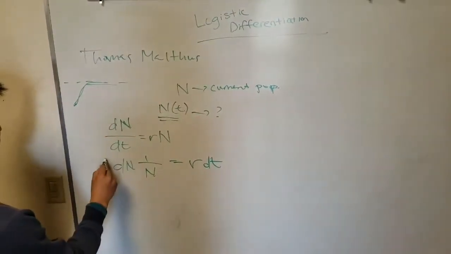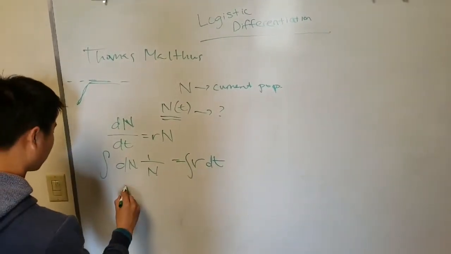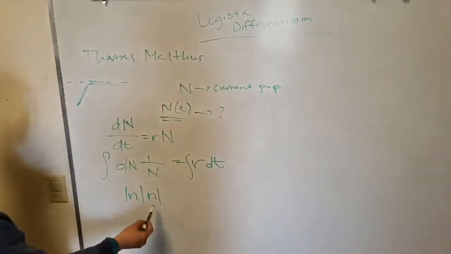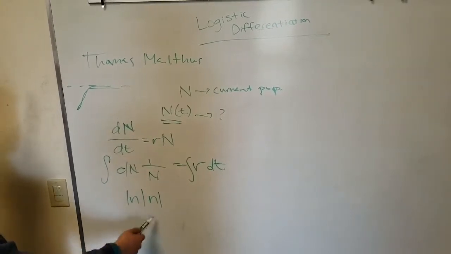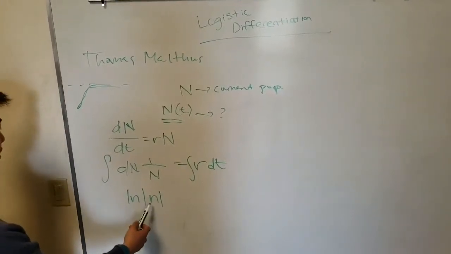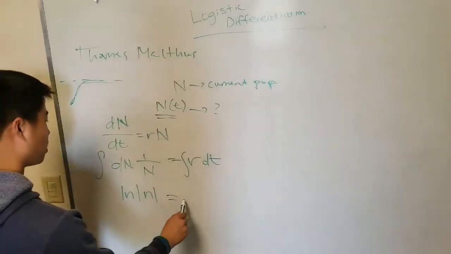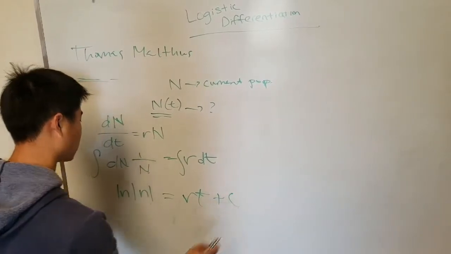And then we integrate both sides, and we get natural log of n, but we have to do absolute value because natural logs can only take in positive x values, and then this would be R of t plus c, the constant.